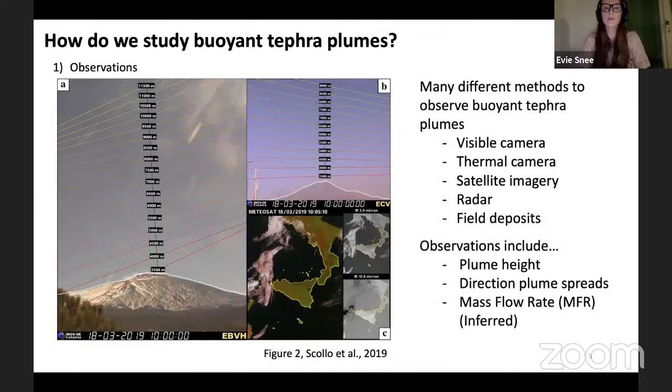So buoyant tephra plumes can be studied in a variety of ways. And one of these ways is by observations. Observations can be made from multiple different methods, such as using visible cameras, as shown on this figure on the left from INGV Catania again, where they're using a visible camera to be able to detect plume heights. Other methods include thermal cameras, satellite imagery, radar, as well as analysis of the fall deposits. Such observations include plume height, direction of plume spread, and the mass flow rate can also be inferred.